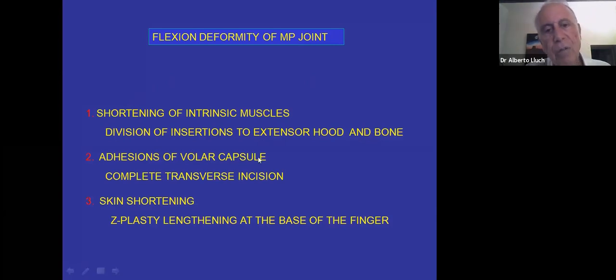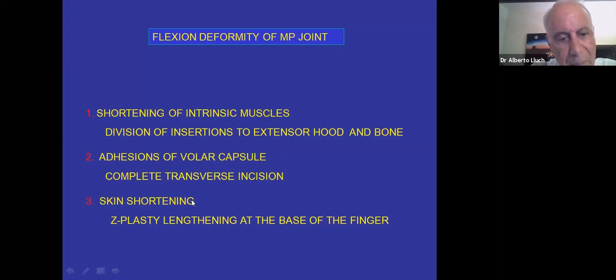Sometimes there are adhesions on the volar capsule, not because of tendon synovitis, but because the patient might have some synovitis of the MP joint. In these cases, I do a complete transverse incision of the volar plate at the level of insertion into the proximal phalanx, and I cut the insertion of the intrinsic muscles at that level. Then you should be able to extend the proximal phalanx without any difficulties by cutting the intrinsic muscles and the volar capsule.